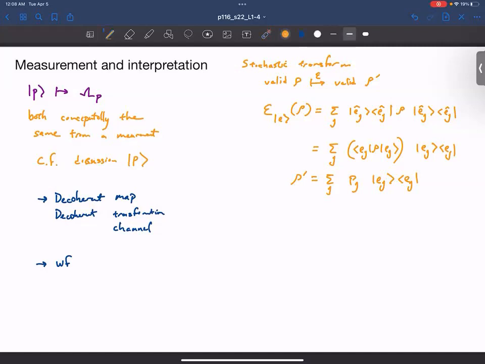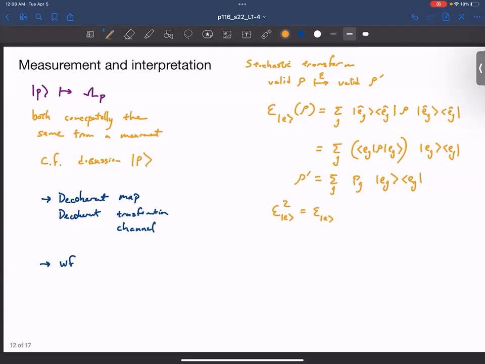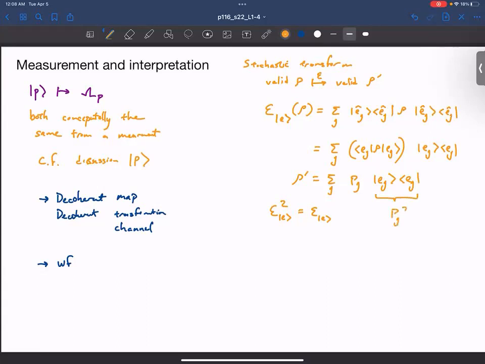It's also a projective map, which is interesting to think about. E hat squared is equal to E. Additionally, here, P_j squared is also equal to P_j. So we have the use of a couple of different types of projectors. These are the projector conditions. This is our first example of a stochastic transformation, the decoherent map.